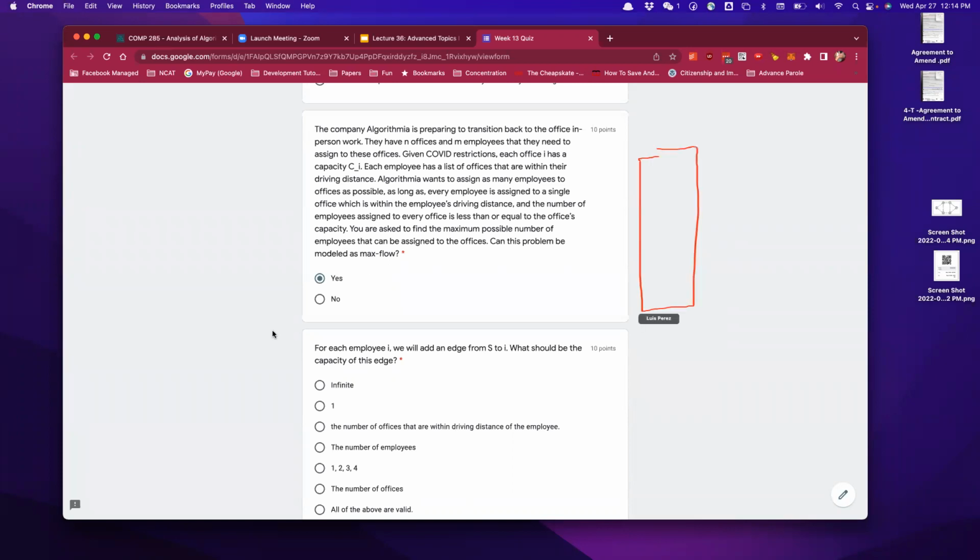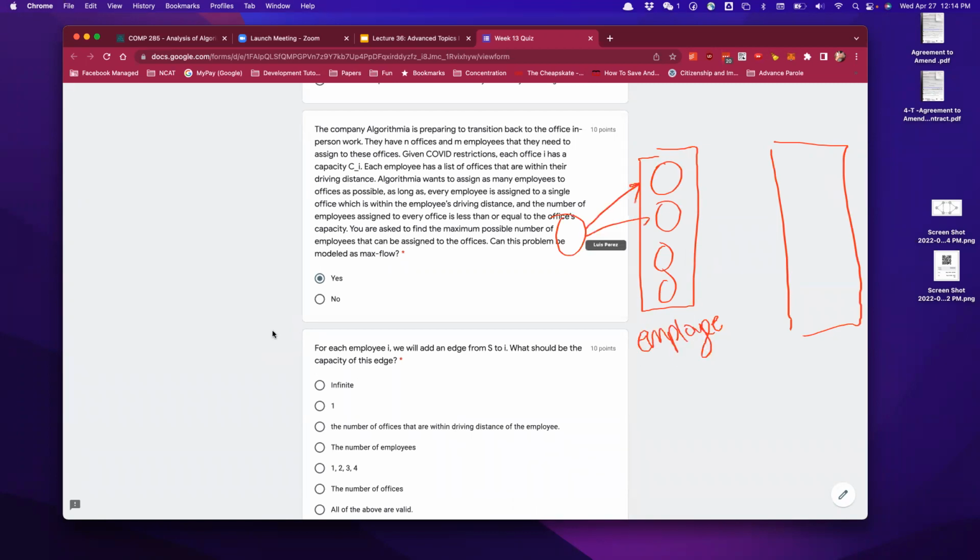For the people, I'm going to have source nodes to the people on the left side. It'll be how many places they're going to drive to. And on the right side would be offices, how many people they can go. Okay.